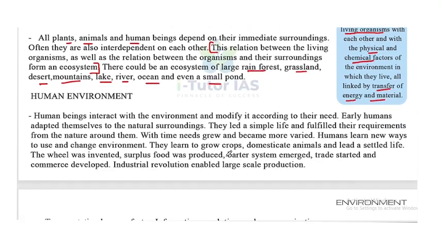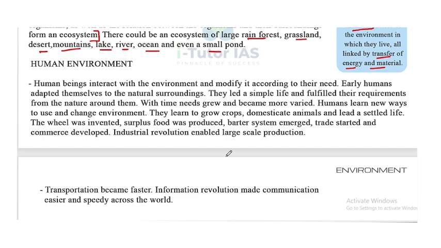Now, the human environment. Human beings interact with the environment and modify it according to their need. We all know that humans are modifying the environment for their needs. Early humans adapted themselves to the natural surroundings. They led a simple life and fulfilled their requirements from the nature around them.